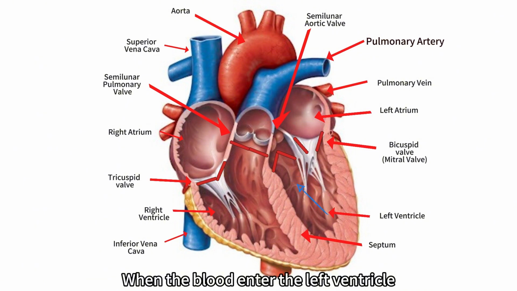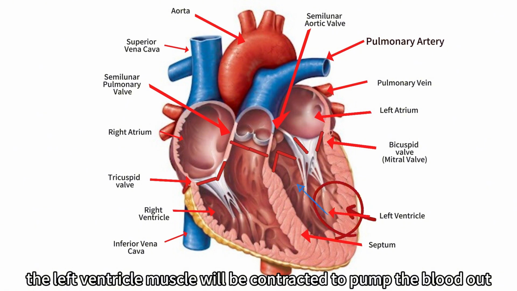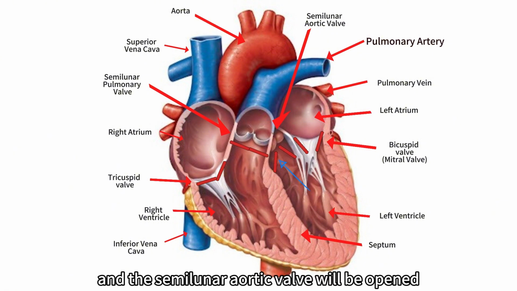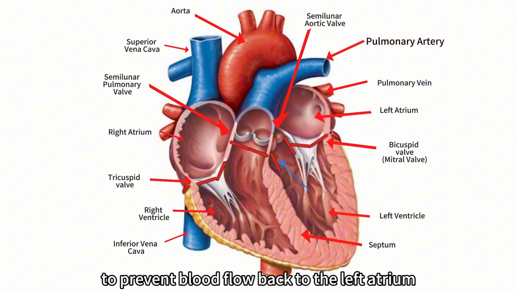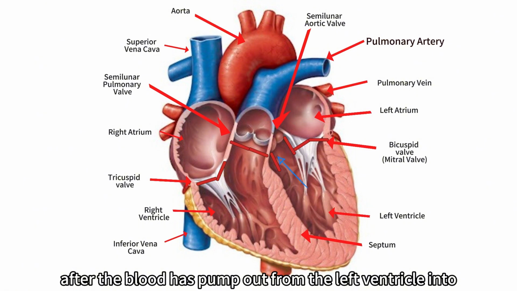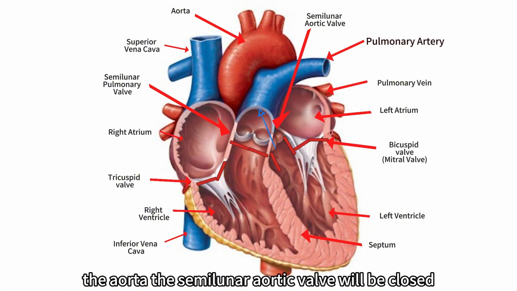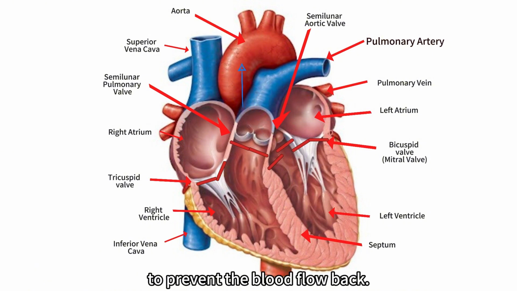When the blood enters the left ventricle, the left ventricle muscle will contract to pump the blood up, and the semilunar aortic valve will open. At the same time, the bicuspid valve will be closed to prevent blood flowing back to the left atrium. After the blood has been pumped out from the left ventricle into the aorta, the semilunar aortic valve will be closed to prevent the blood flowing back.